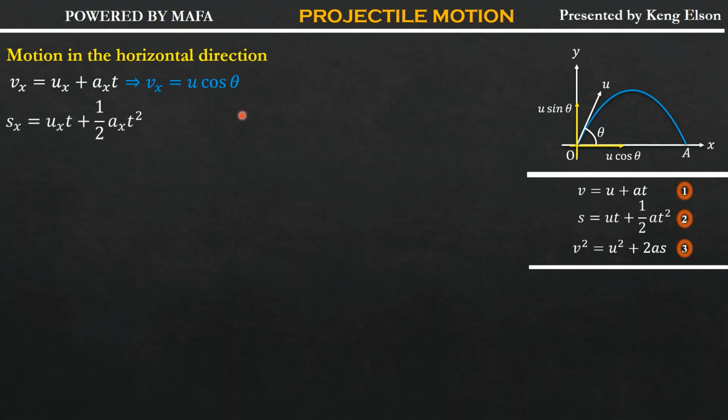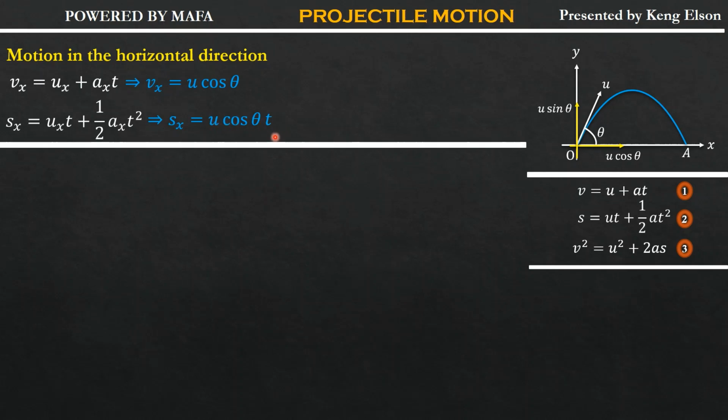Alright, now what about the distance traveled in the horizontal direction at any time t? We just replace s with x, but keeping in mind that there is no acceleration in the horizontal direction, and the initial speed in the horizontal direction is u cos theta, then t is the time of flight. So at any time t, the particle has covered a horizontal distance of u cos theta times t. Now we look at motion in the vertical direction, but we are also going to come back to motion in the horizontal direction when we find the total distance traveled in the horizontal direction. That's the distance from O to A of the projectile.